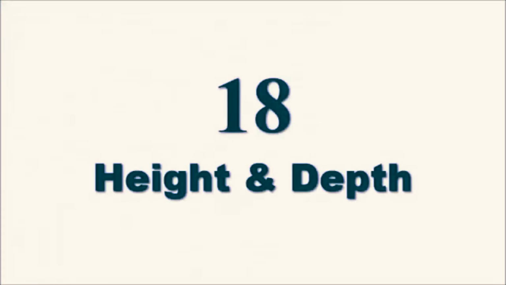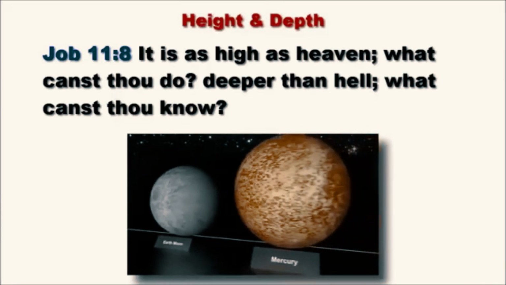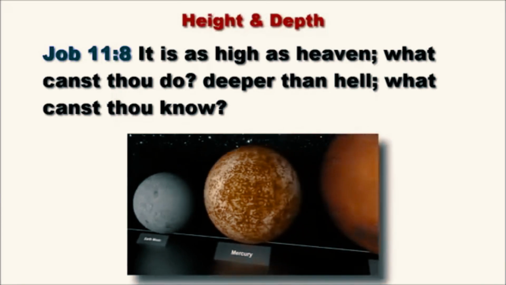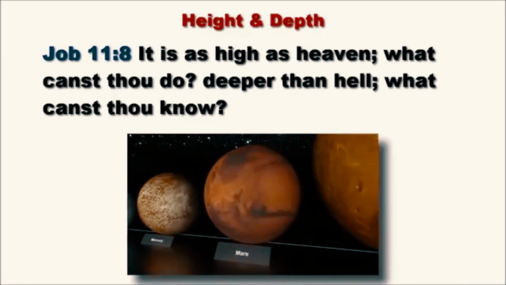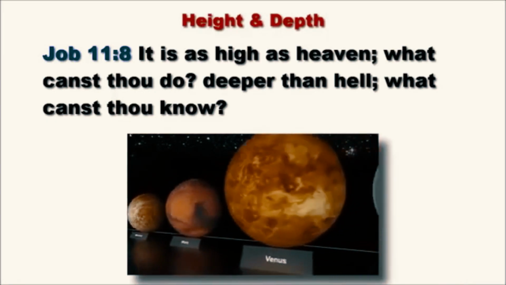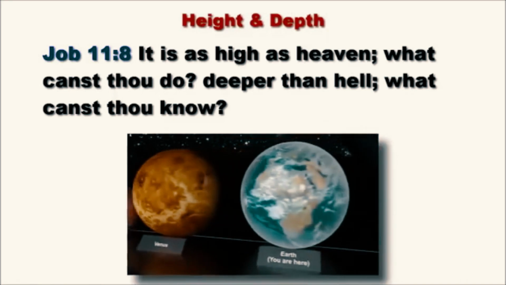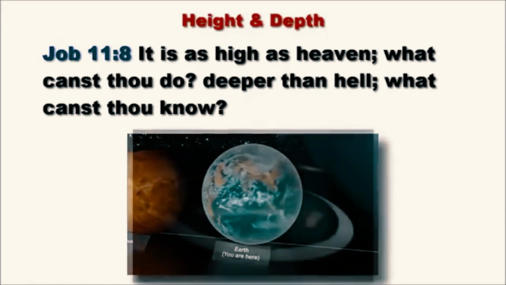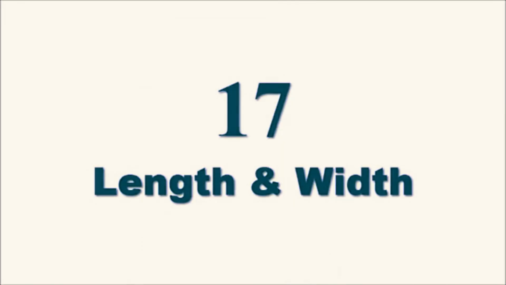Number 18, height and depth. Job 11, verse 8: It is as high as heaven. What can you do? Deeper than hell. What can you know? So, there's a height to heaven and a depth to hell. You can't have a height to heaven on a heliocentric, ever-expanding universe model. You can only have a height to heaven on a flat earth that has a dome over the top of it. I've got nothing.